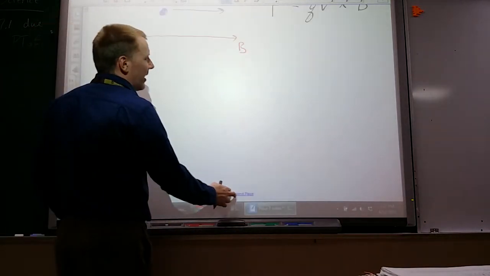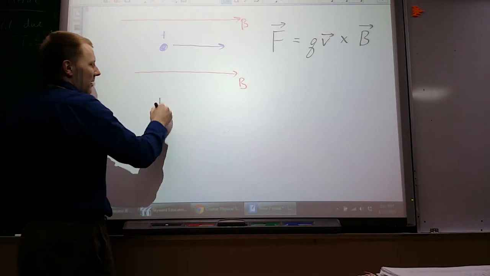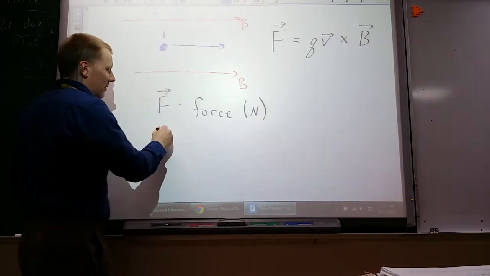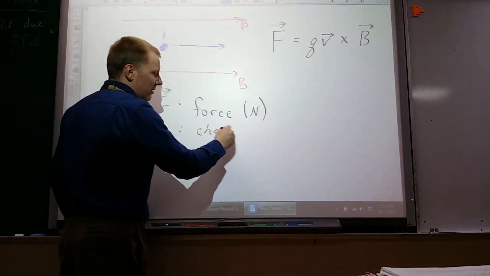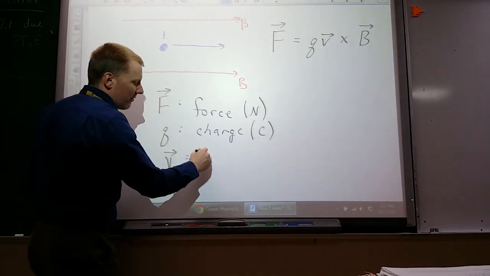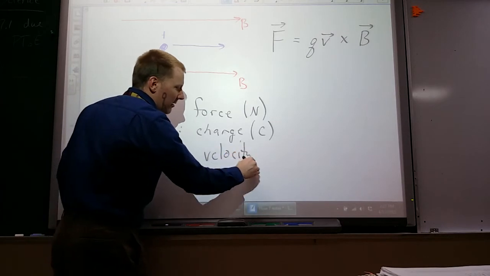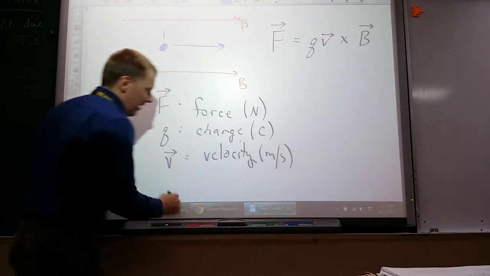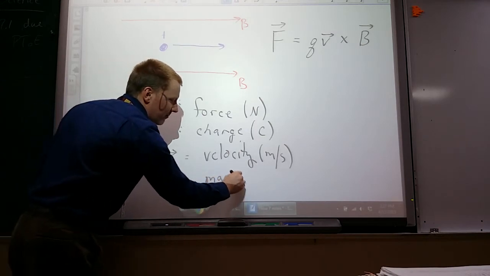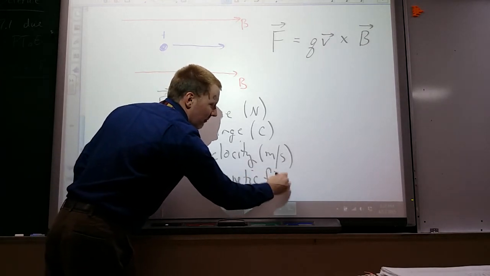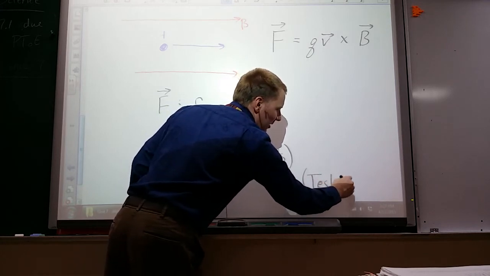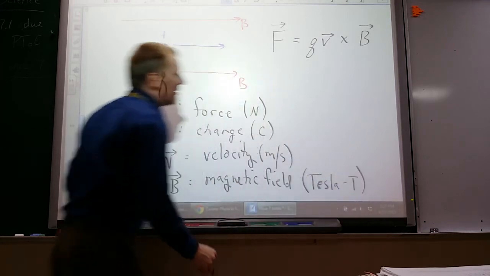So just to recap what we had from last time, F is our force in newtons. Q, just like last chapter, is charge in coulombs. V is our velocity, in meters per second. And B is our only real new one here, and that is magnetic field strength, in Tesla, which is abbreviated T, capital T.